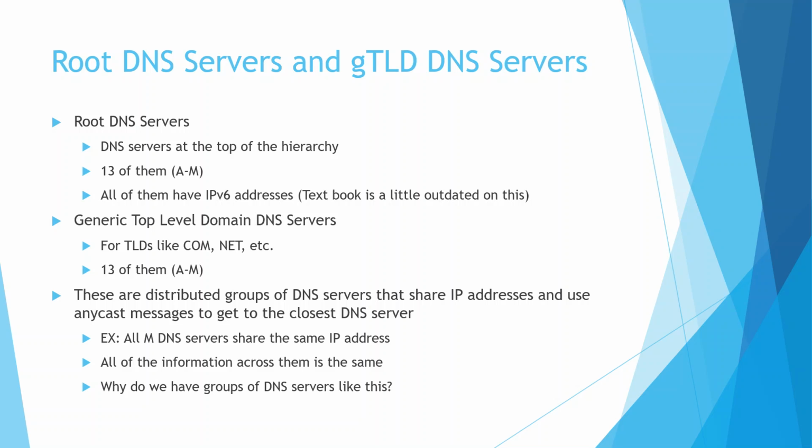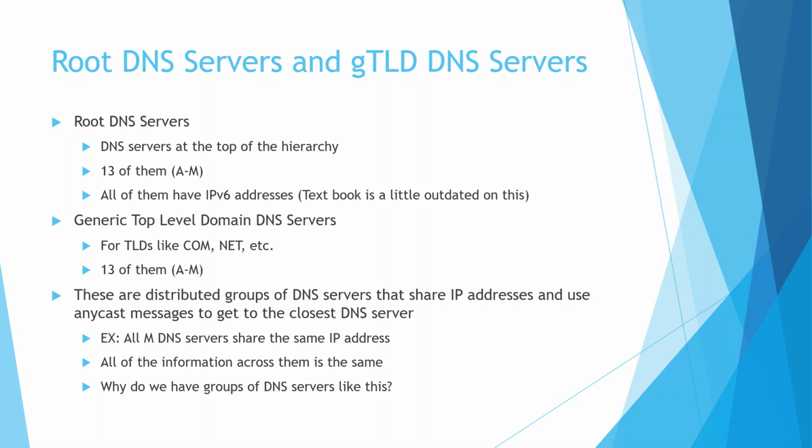So root DNS servers and global top-level domain DNS servers. Root DNS servers are going to be the ones at that period at the top. They're at the very root. They are going to house all of the information for top-level domains in the world. Technically, there are only 13 of them, labeled A through M, so DNS server A through DNS server M. And all of them have IPv6 addresses.